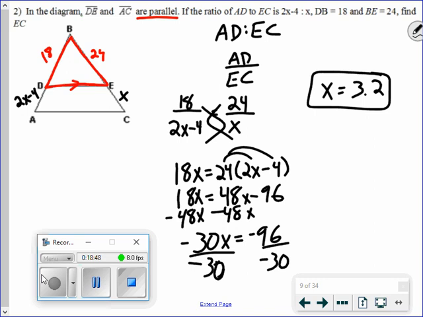Remember, pause the video anytime you want. Go back. All right, I got 3.2. I reread it. It says find E to C. E to C is labeled with an x, so I'm done with that. Don't forget to distribute. So this part right here, we have to make sure we distribute the 24. Again, that was side splitter because we had the parallel lines and we were dealing with the pieces of them.